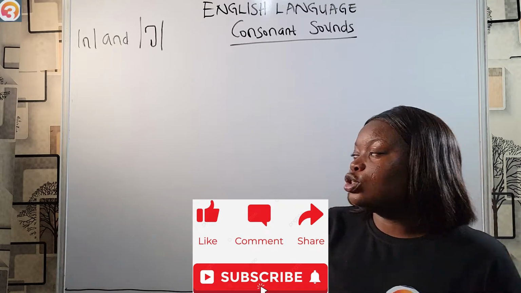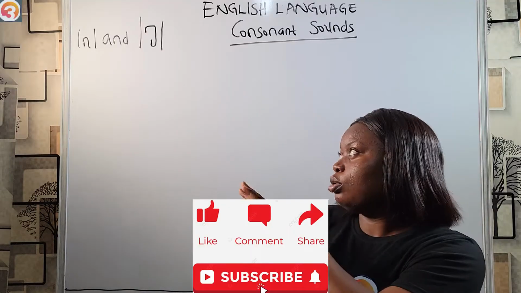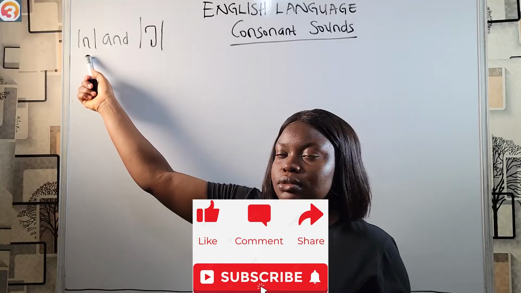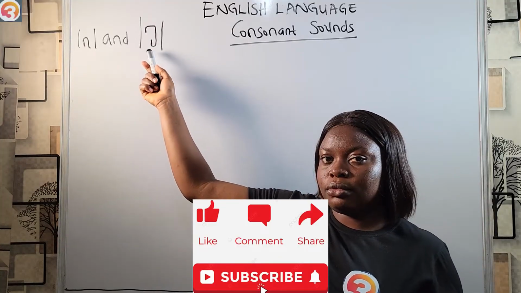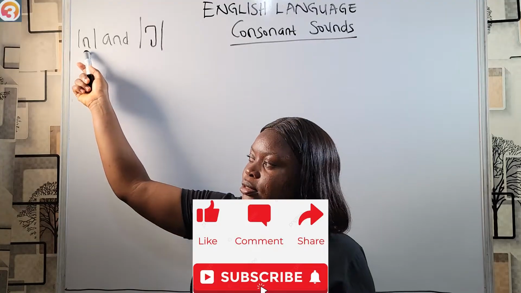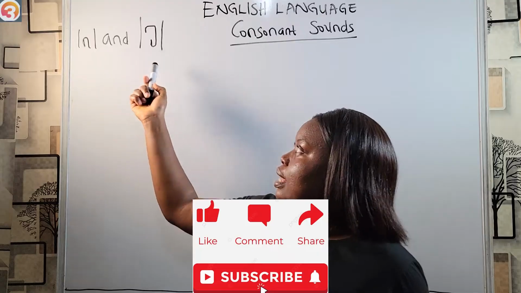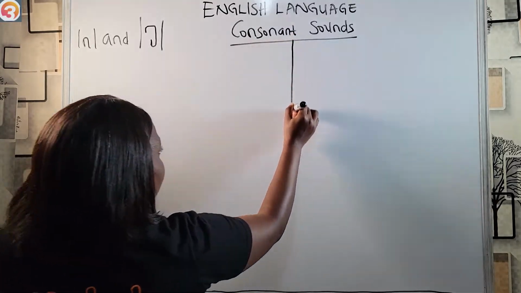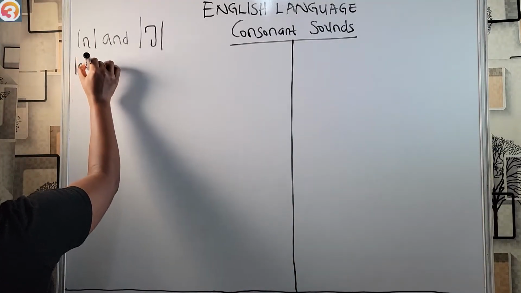Both of them are voiced, which means in their pronunciation, there is vibration of the vocal cords when we pronounce both consonant sounds. Now, this consonant sound is pronounced mm, and then this is ung. So quickly, let's look at how we can recognize these sounds in words, starting with the first consonant sound.